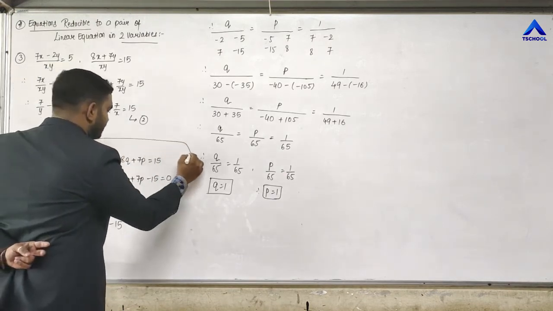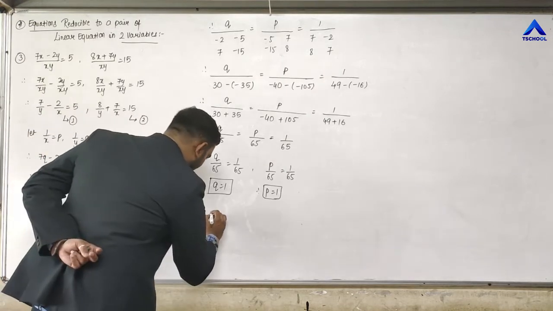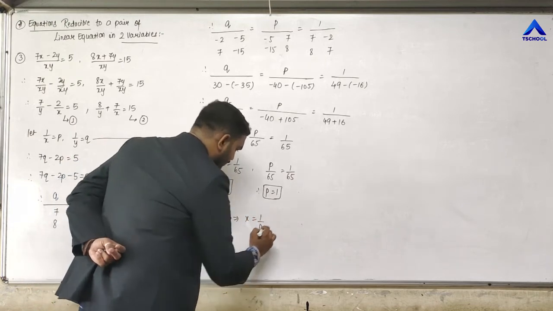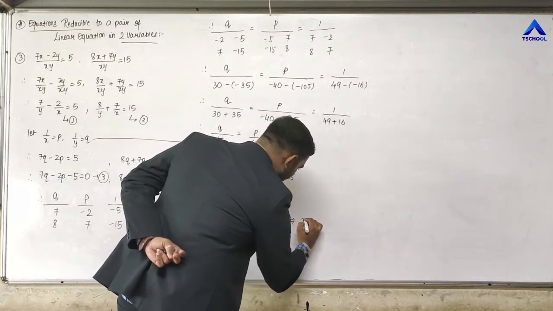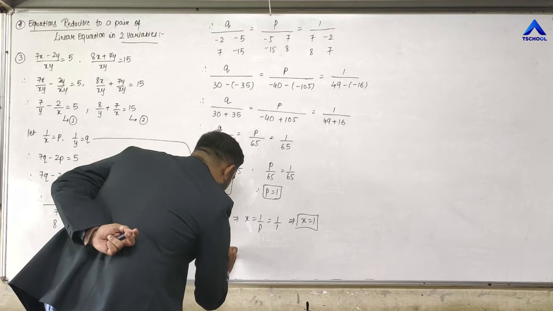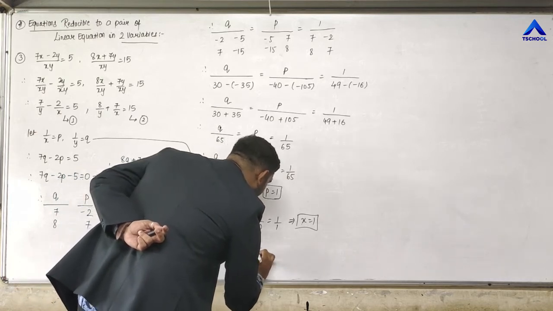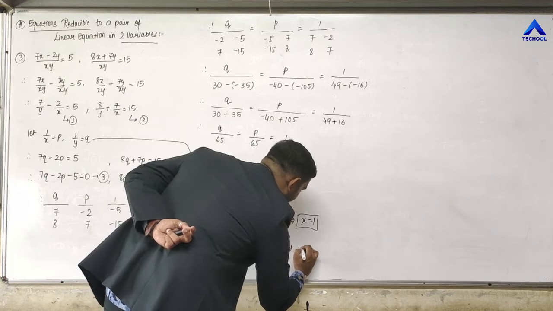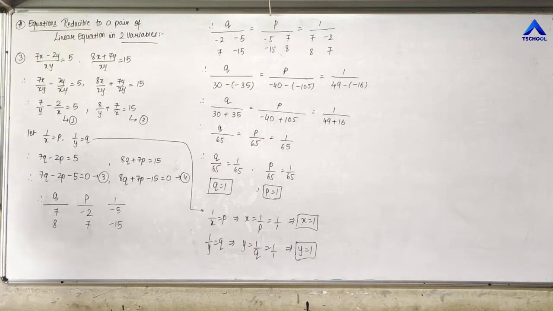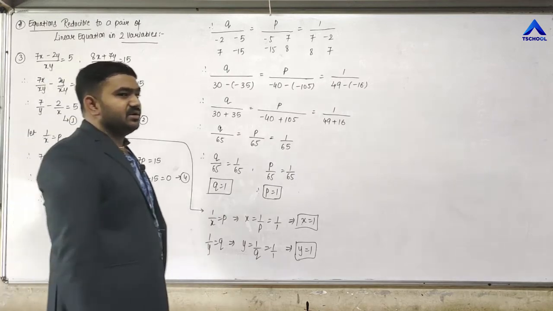So using this relation again, 1 upon x is equal to p implies x is equal to 1 upon p, which is 1 upon 1. This implies x is equal to 1, and 1 upon y is equal to q implies y is equal to 1 upon q, that is 1 upon 1, and hence y is also equal to 1. So we got the solution to the given equations, that is x equals 1 and y equals 1. So that's it about the equations reducible to a pair of linear equations in two variables that are given to you directly.